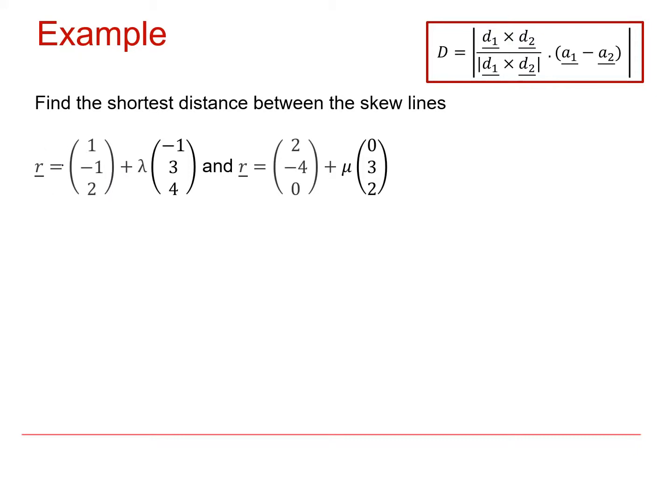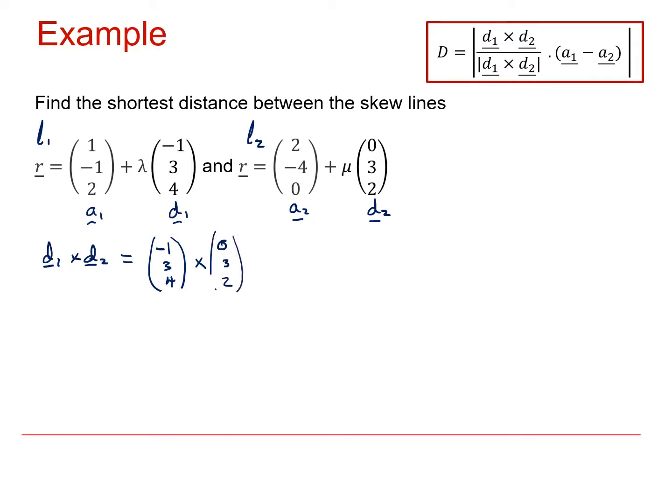Let's have a look at an example involving this then. Let's call this L1 and this L2, so two lines. They're not parallel, and it turns out they don't intersect either. Call this A1 and this D1 and this A2 and this D2. Then let's start building the bits that we need. The first thing we want is D1 cross D2, and that's going to be (-1, 3, 4) cross (0, 3, 2), and that gives me 6 take away 12, which is just -6. Nothing take away -2 is 2, and -3 take away nothing is -3.